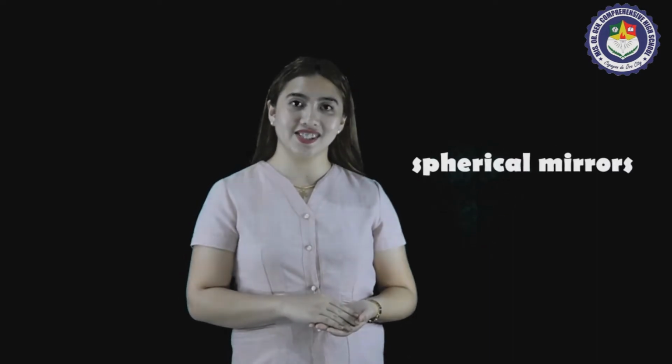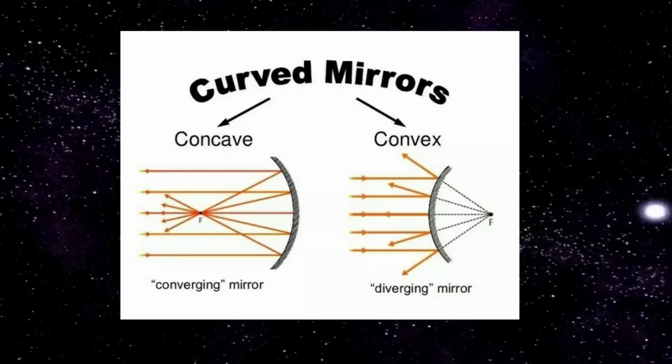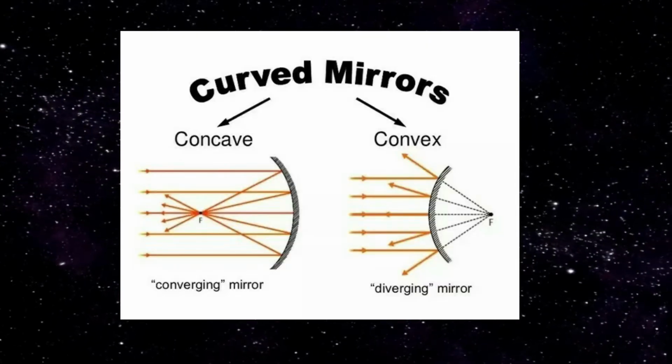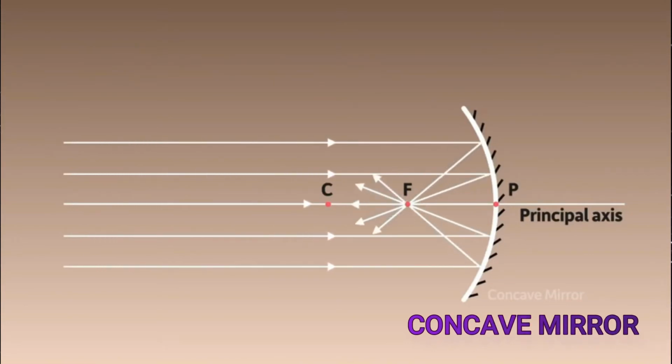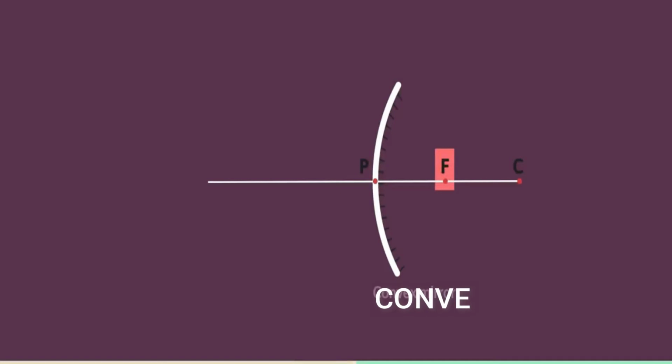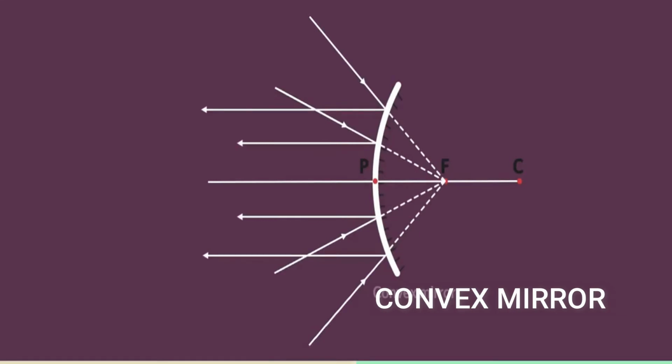Now let's explore reflections on curved mirrors. This type of mirrors are called spherical mirrors. There are two types of spherical mirrors, concave and convex mirrors. Concave mirrors curve inward like a cave. It reflects light inward to one focal point. It is used to focus light, while convex mirrors curve outward. Its reflected surface bulges out towards the light source. Therefore, they are not used to focus light.